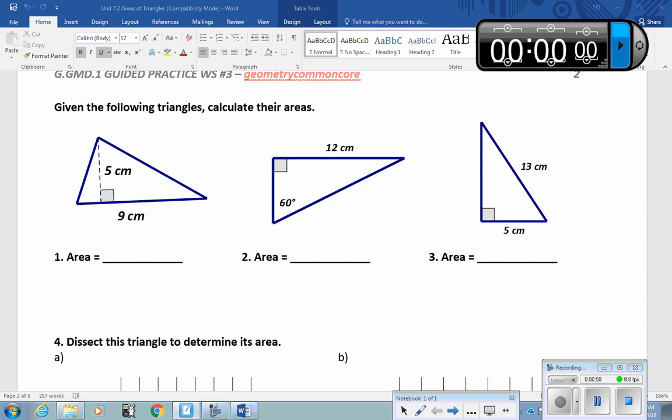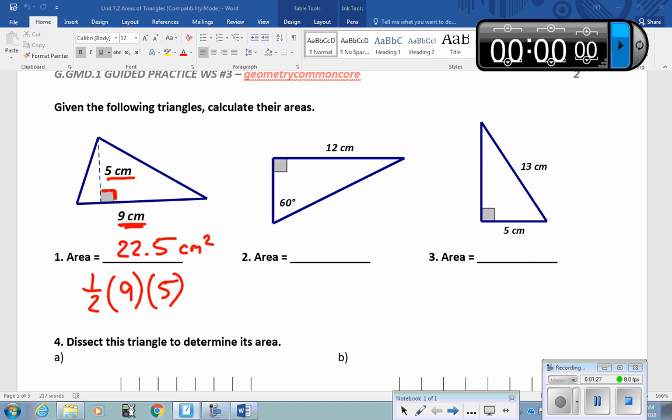So when I'm looking at question 1 right here, I have 9 for a base, and then I have that right angle, and then it gives me a dashed line with a 5, and that's going to be my height. So I know that I have the base and the height because those are perpendicular. So in my calculator, I would put 1/2 times the base times the height. And this is going to end up being 22.5, and then it's centimeters squared.